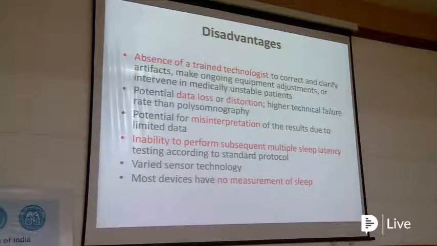But the disadvantage is the absence of a trained technologist to correct and clarify artifact. Most of the time it happens during the night that the electrodes come off. So how to apply them, the patient is not doing it, and then we cannot justify whether the patient has a real problem of OSA or not. Then there is potential data loss and distortion, a higher technical failure rate than polysomnography, potential for misinterpretation of the result due to limited data, and inability to perform subsequent multiple sleep latency testing according to the standard protocol. Sensor technology also varies, and most devices have no measurement of sleep.